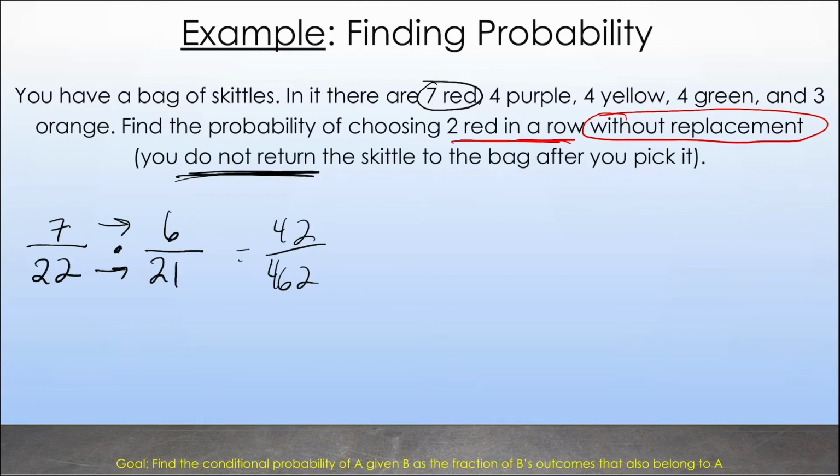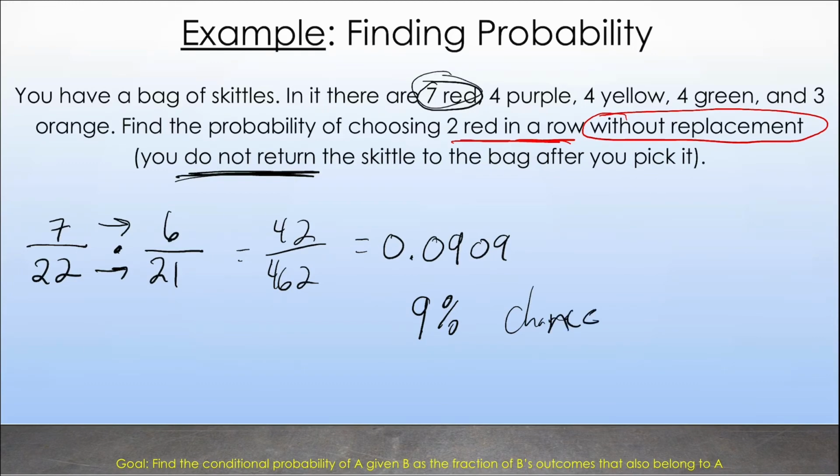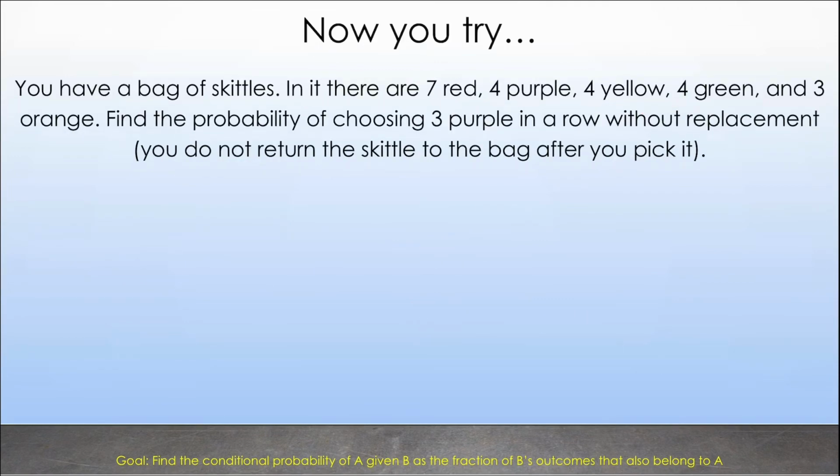Now I'm going to find out what my percentage is here. This is equal to 0.0909. So we would just say a 9% chance, which is actually pretty high, and that's due to 7 is the largest number here. Alright, now you try. So my Skittle numbers are the same, so I'm going to have a total of 22 Skittles again.